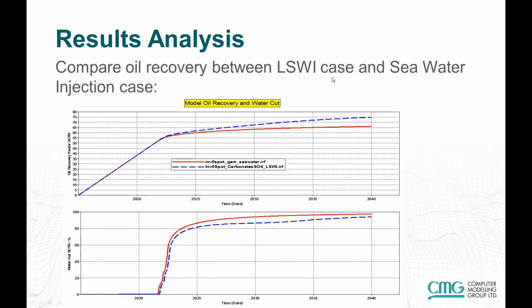Now, if we look at oil recovery, the top plot here, we see that the low salinity case gives us about 9% incremental oil over the seawater case, which is substantial. That's over 25 years. The bottom plot is our water cut. So with low salinity water, we have lower water cuts.